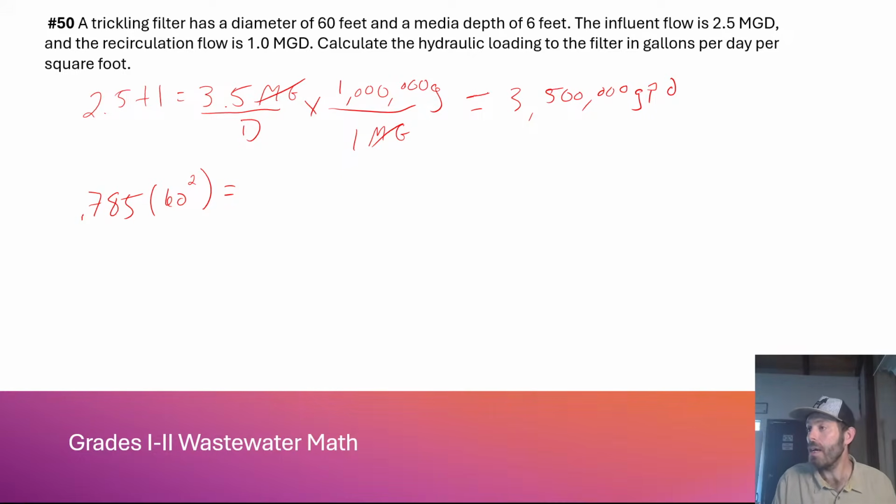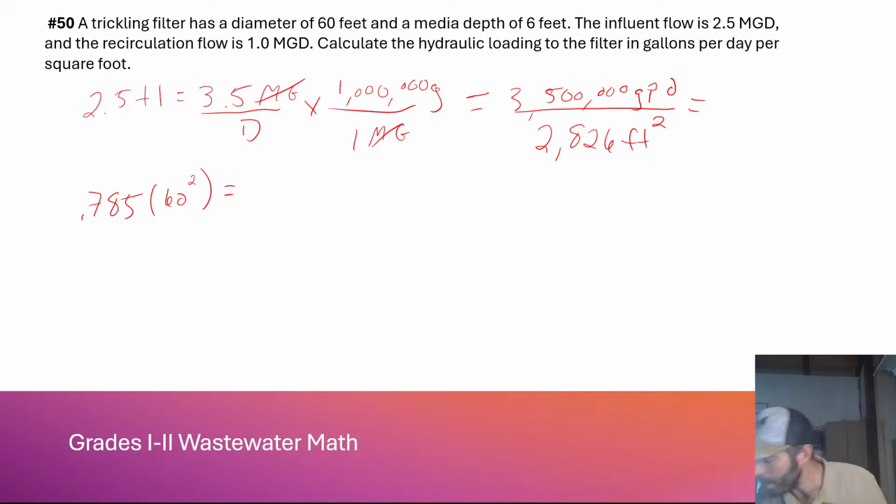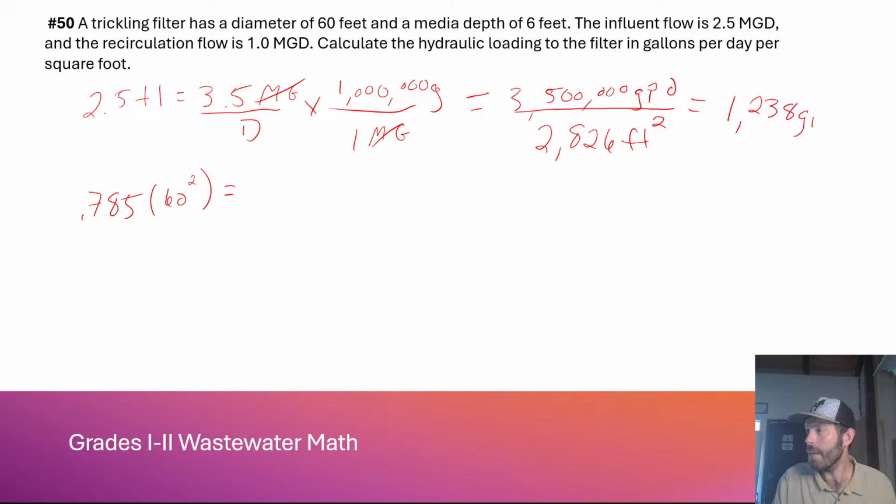Yep. Square feet. So I'm going to plop that over here. 2,826 square feet. And you simply divide 3,500,000 by 2,826. 1,238 gallons per day per square foot. Little high, but yeah, that's how you do it.